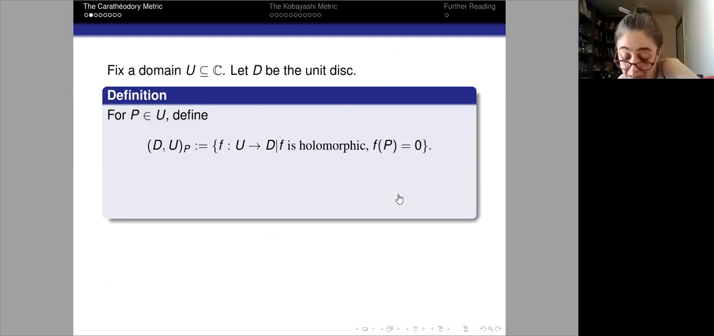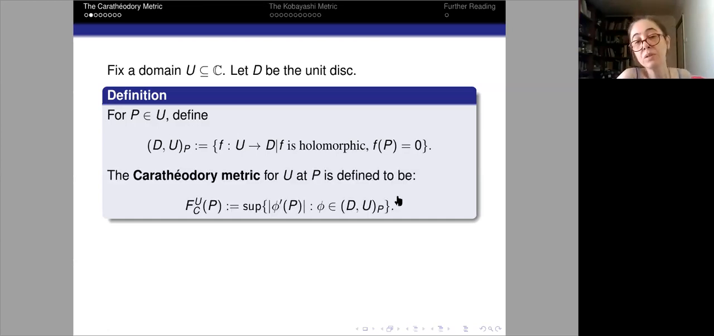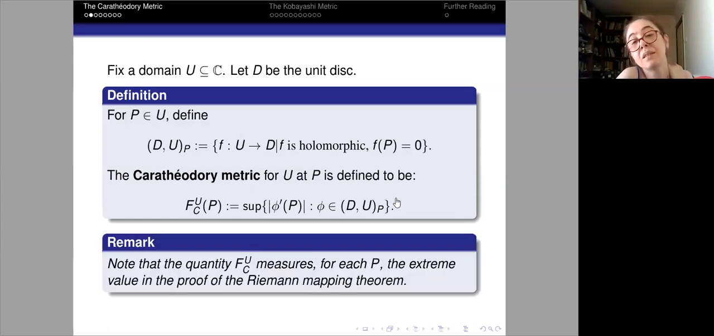We fix a domain U in the complex plane. We take D as the unit disk. If P is in our domain, we define D sub U P as the functions from U to D, from our domain to the unit disk. We want these functions to be holomorphic, and we want them to have value zero at the point P. Then the Carathéodory metric for U at the point P is defined to be the supremum of the magnitudes of the derivatives of all these phis at the point P. And that is how we define the metric.